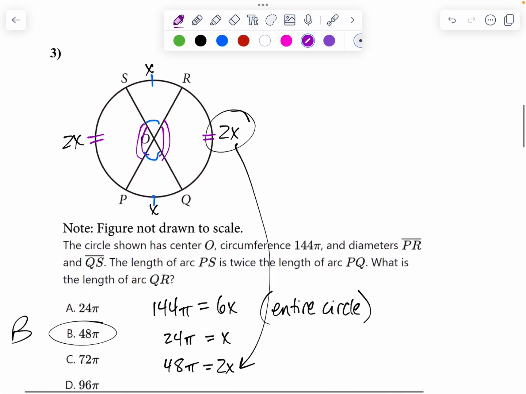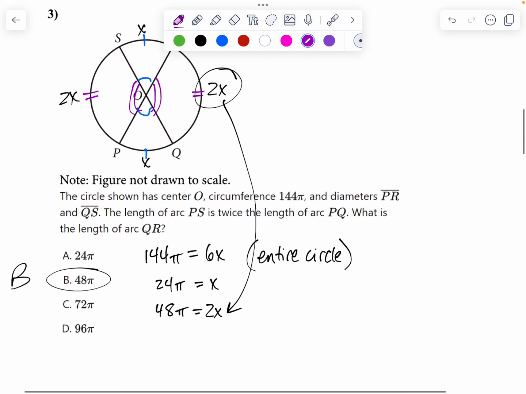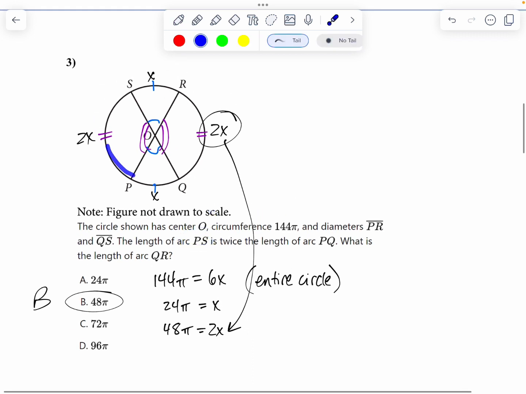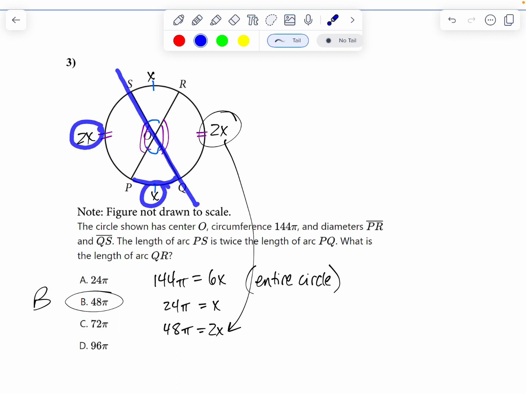Where did all these x's come from? Let me explain. It tells you that the length of PS, which is this, is twice the length of PQ. And since this is a diameter, that's half the circle. So that's why I put an x here and a 2x here. That's the relationship. And because of those, I can reflect those over. This is x, this is also 2x because of our vertical angles here.